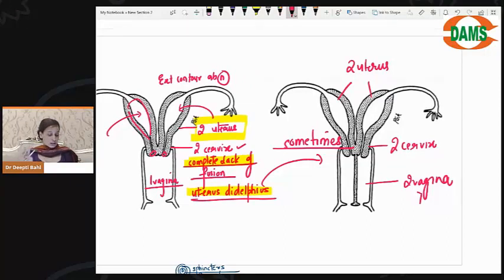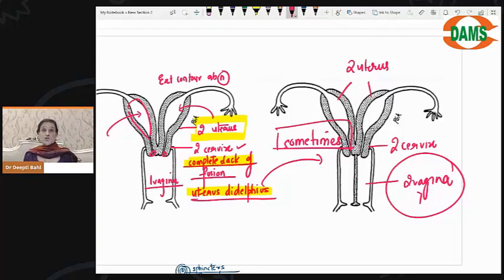The core definition is two uterus, two cervix, and one vagina. Sometimes, yes, you will also see two vaginas. This is only sometimes, not always. So presence of double vagina is not a requirement to make a diagnosis of uterus didelphys. It may be seen, but it is not a requirement.